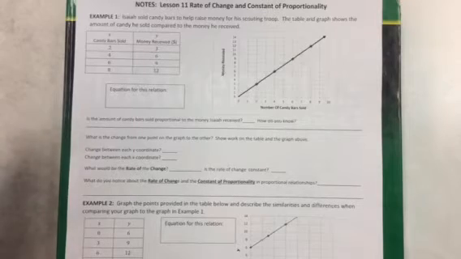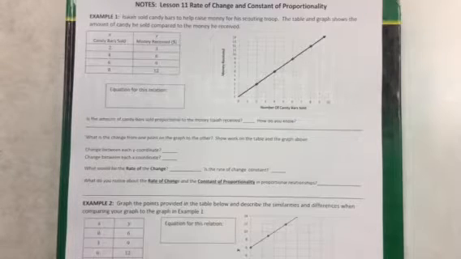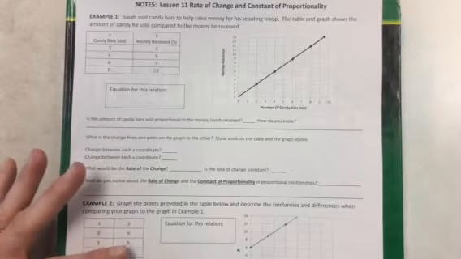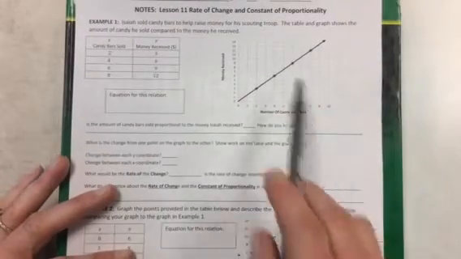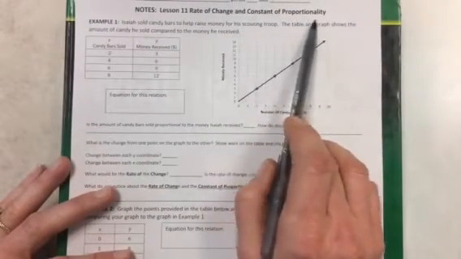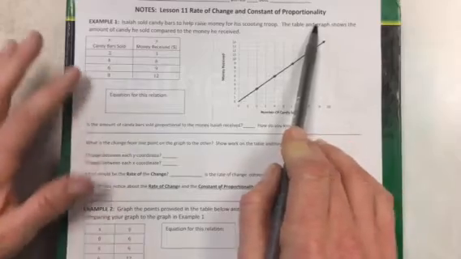Our video today is in Lesson 11, and it's on rate of change, which is a new concept we're bringing into the math class this year, but you have done it in science, so hopefully you'll be able to relate it. And we're going to relate it to the constant of proportionality, which we just had our assessment over.